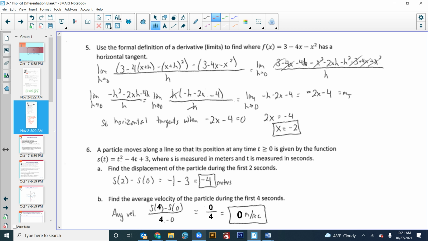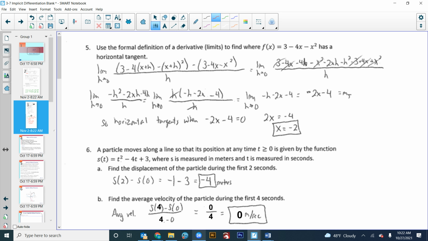We have the benefit of knowing what the derivative is going to be. We have rules for this. It's the power rule, so we know it's going to be negative 4 minus 2x. And then if you want to find out when it has a horizontal tangent, you set that equal to 0. x equals negative 2 is when it has a horizontal tangent. So yes, I want to see this process, but you know what the answer is going to be. You can use the shortcut rule to do that.